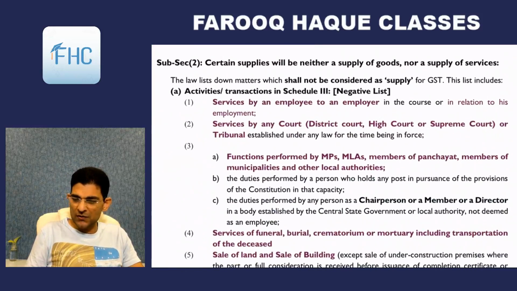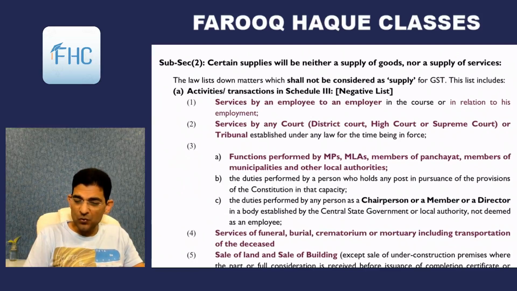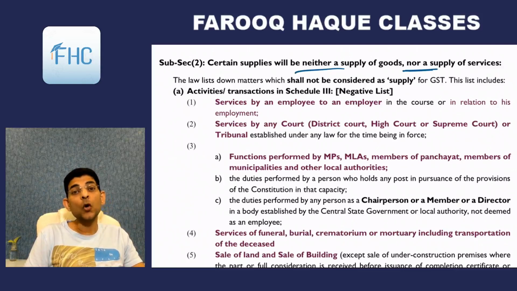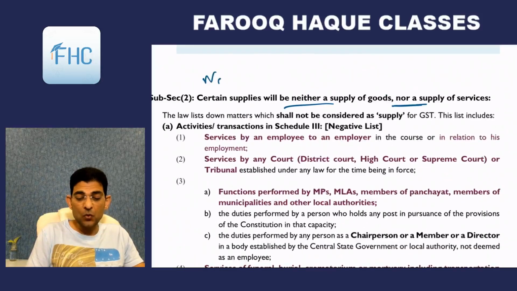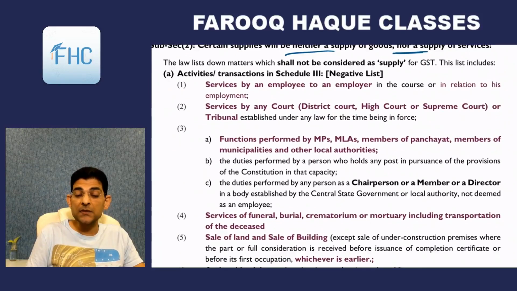So that was Schedule 2. And then we'll also go to Schedule 3. We'll cover it. Transactions which are neither considered a supply of goods nor supply of service. Means they are not to be considered as supply at all. And no supply means no levy. No supply means no levy of tax on the following goods or services.